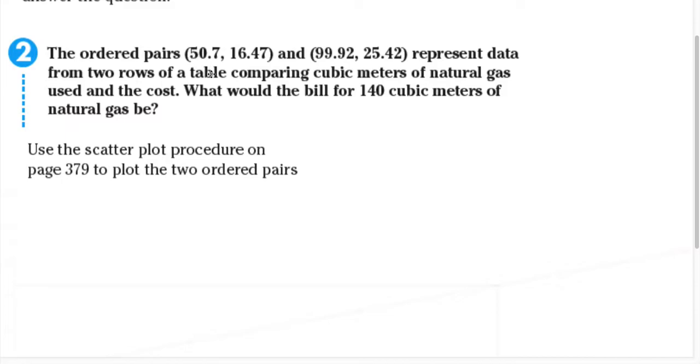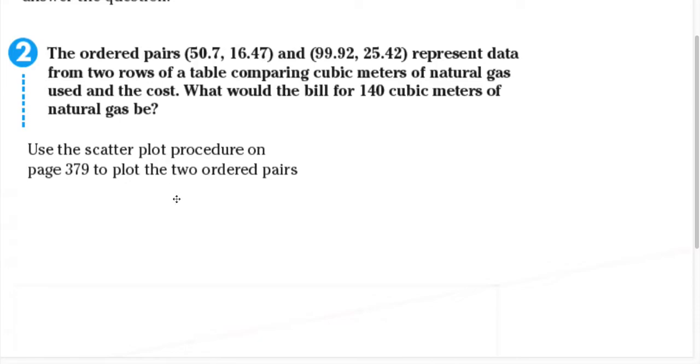The ordered pairs (50.7, 16.47) and (99.2, 25.42) represent data from two rows of a table comparing cubic meters of natural gas used and the cost. The natural gas used is 50.7 and the cost is 16.47; the natural gas used is 99.2 and the cost is 25.42. It's asking what the bill would be for 140 cubic meters of natural gas. This is our x coordinate and this is our y coordinate.